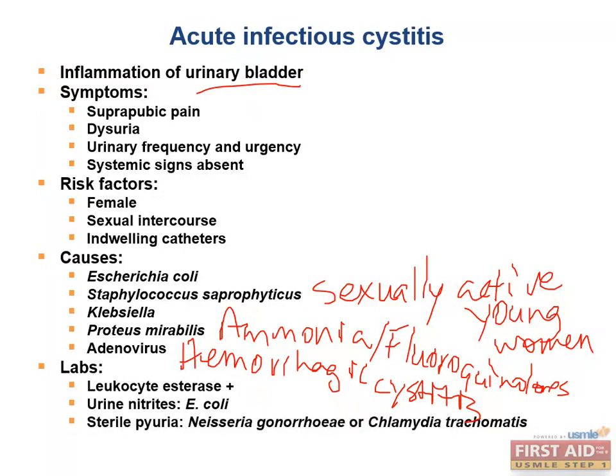coli. And finally, patients will have sterile pyuria, and negative urine cultures may indicate an infection with Neisseria gonorrhea or Chlamydia trachomatis, because both of these organisms are intracellular. And that's why the urine will look like it's sterile and the patient is having pyuria, but actually the organisms are inside the white blood cells.